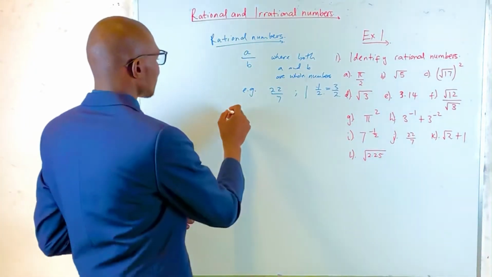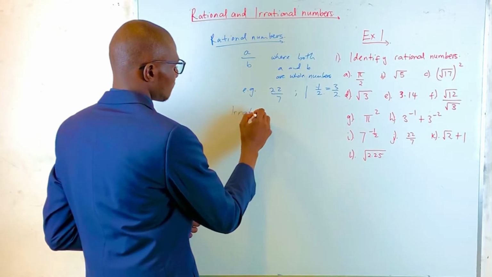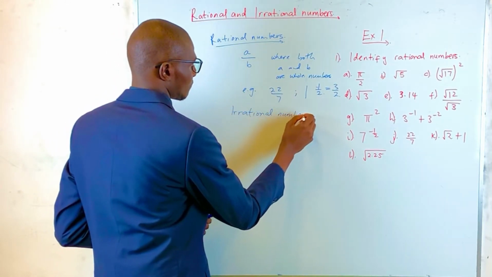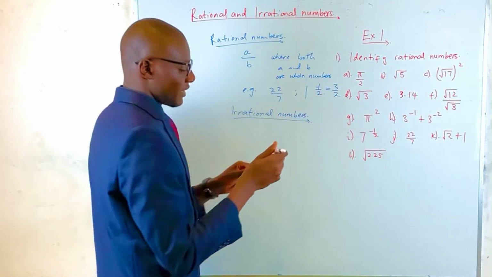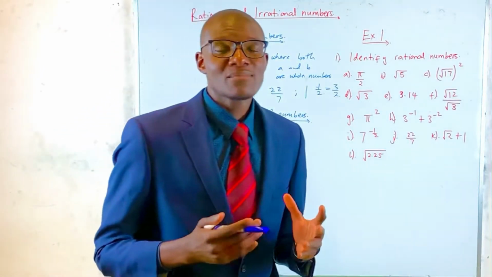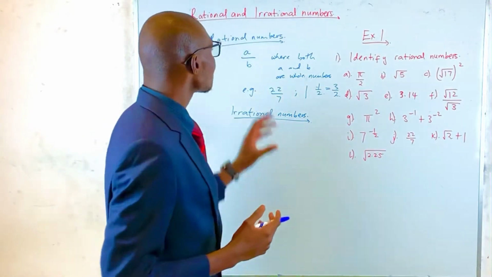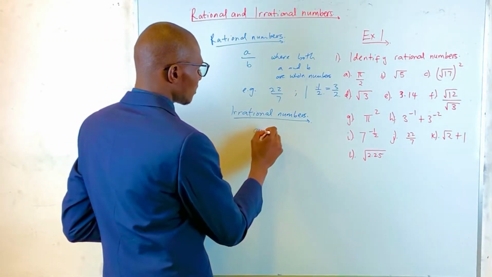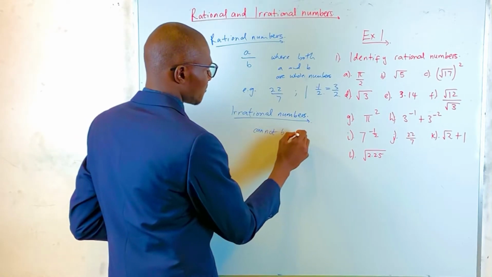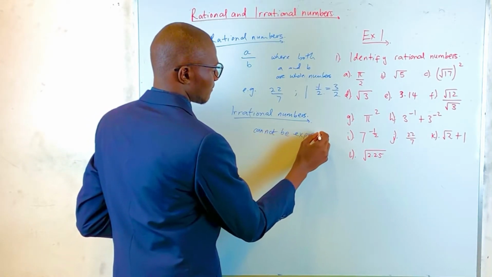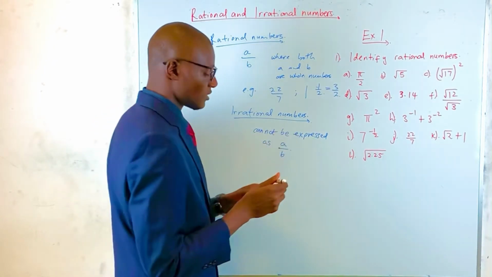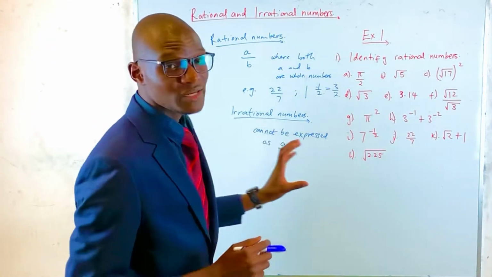Now for irrational numbers. Irrational numbers are numbers that cannot be expressed in the form A over B. So these are what we call irrational numbers.